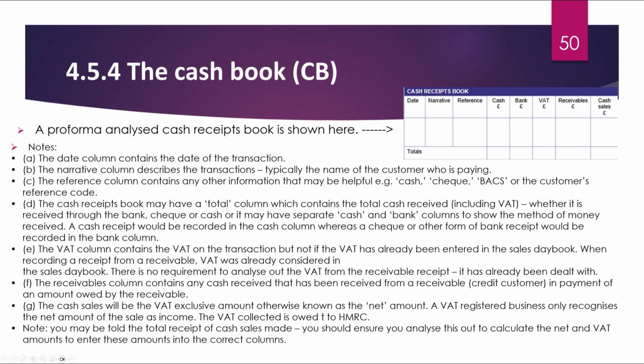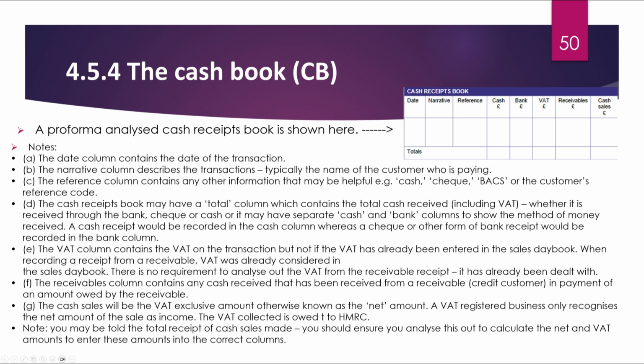Notes. The date column contains the date of the transaction. The narrative column describes the transactions. The reference column may include a reference to the source of the information, or the code of a supplier being paid. The cash payments book may have a total column which contains the total cash paid, whether it is paid through the bank, check, or cash, or it may have separate cash and bank columns to show the method of money paid. A cash payment would be recorded in the cash column, whereas a payment made by check or another form of payment via the bank would be recorded in the bank column.